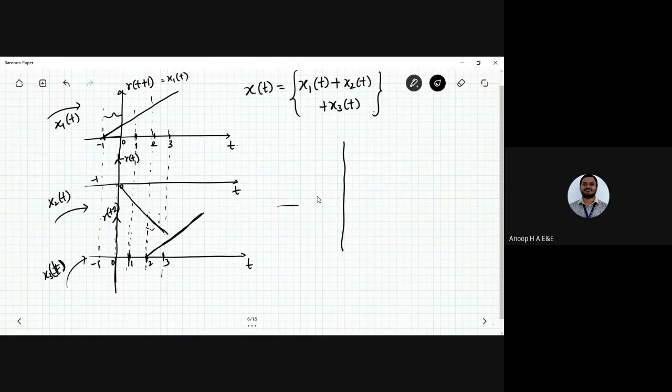Fine. So let me draw the x of t signal, starting from -1, 0, this is 1, this is 2, this is 3. Let me stop at 4, and at 4 you are going to have the same signal. Let me show you how to draw the graph for this addition of signals. Let me start from -1 to 0. At 0 it is 1, and the others at 0 are 0.